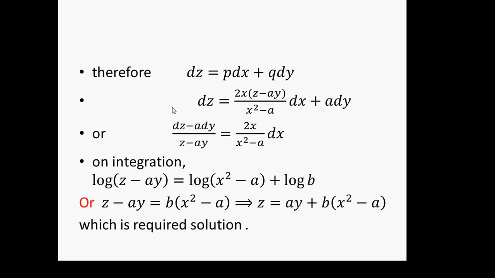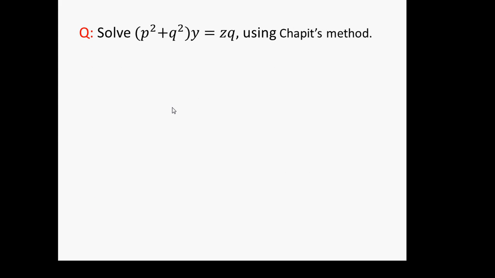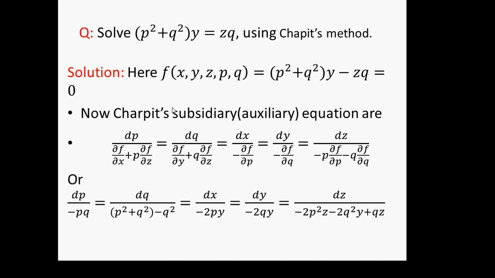Now we take another problem to discuss this method more clearly. So we have another problem. We solve the equation (p² + q²)y = zq using Charpit's method. Here we write the given equation in the form of a function f(x, y, z, p, q) = (p² + q²)y - zq, and this is equal to 0.